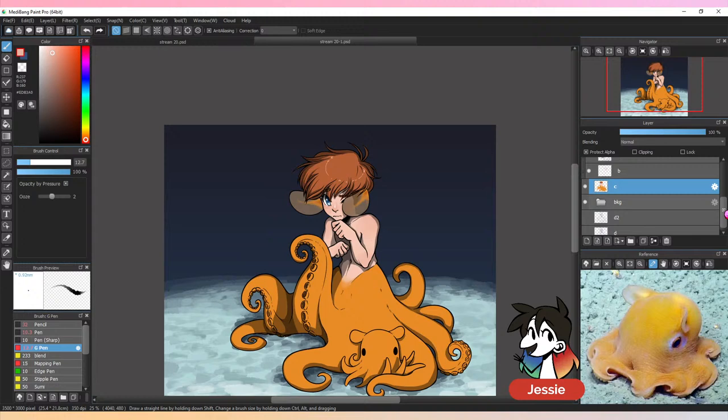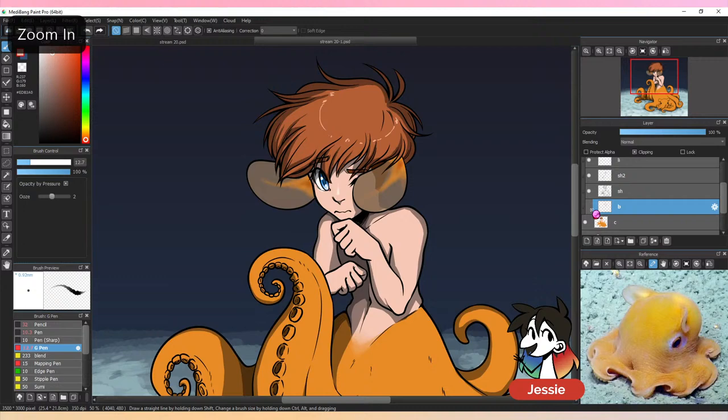Yeah, you can see the difference. It looks really flat without it, right? It kind of gives it a nice dimension when you add a bit of blushing. All right, and let's fix my shadows a little bit as well.